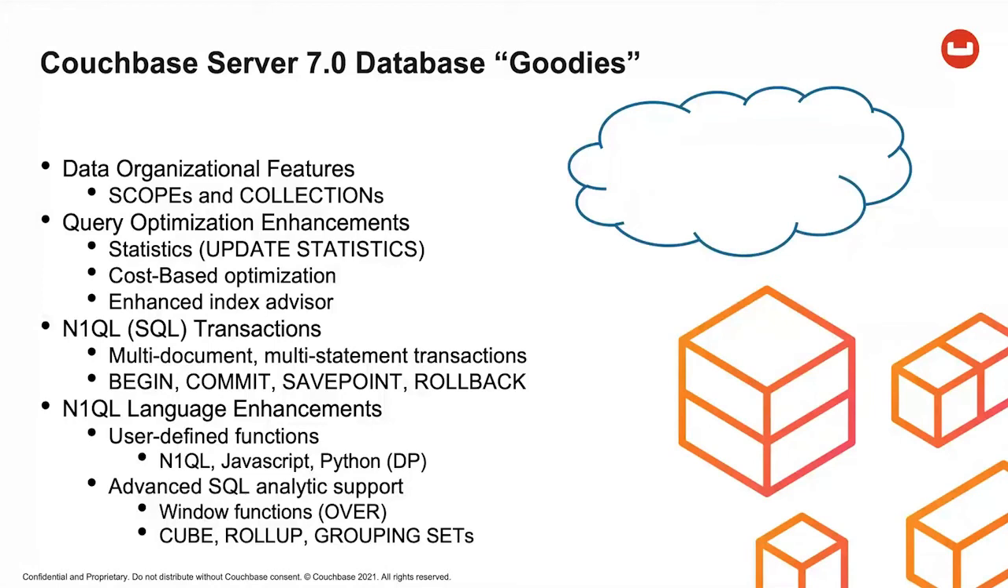There's also support in 7.0, a super important new feature, N1QL transactions. Now you can write multi-document, multi-statement transactions in N1QL with the keywords that you're familiar with from the world of SQL: begin, commit, savepoint, rollback. So you can write your transactions here like you would have in your old comfortable world of relational.